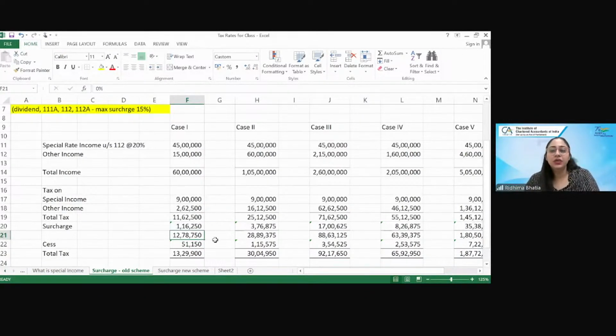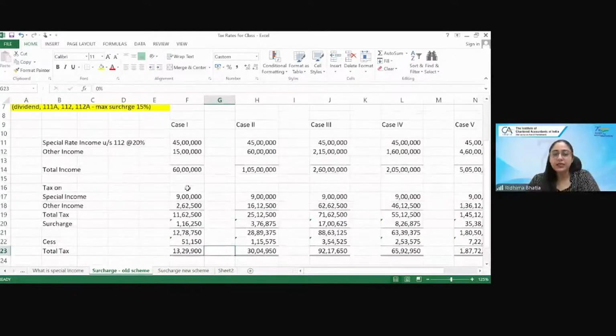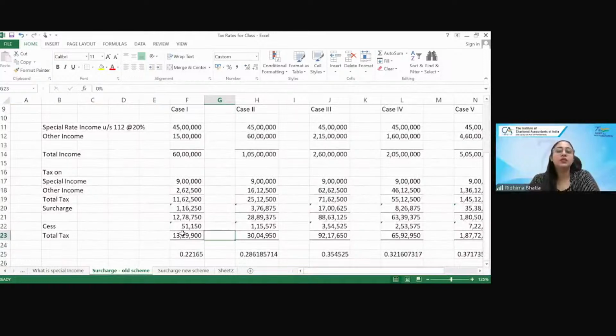Plus cess, total tax comes to 13 lakh 29,900. So on an income of 60 lakhs, a person is giving 13 lakh 29,900 as a final tax with surcharge and cess, which averages out to 22%. A question may ask for the average rate of tax, do not get confused about what the average rate is.